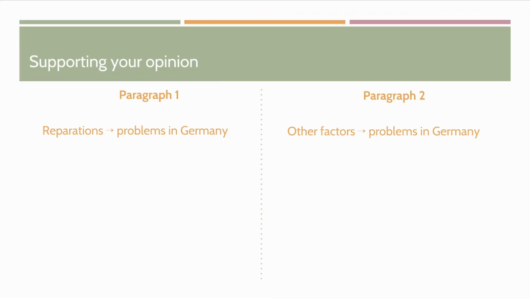Paragraph 1, you're going to talk about reparations, how they do lead to problems. Paragraph 2, you're going to talk about how they're not a part of the problem. Once again, it's probably a good idea to use a scrap piece of paper to write down some of these ideas before you actually start writing the essay.